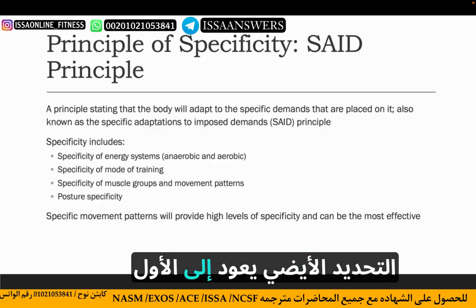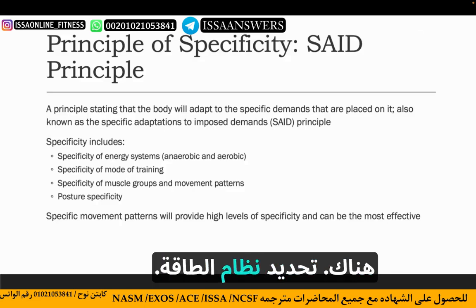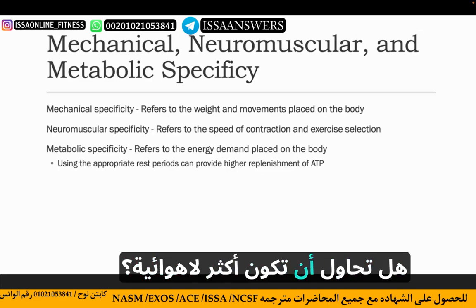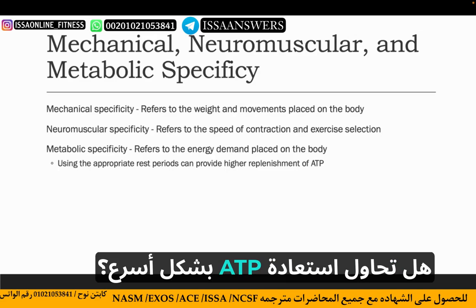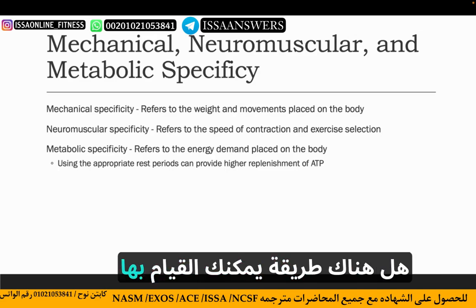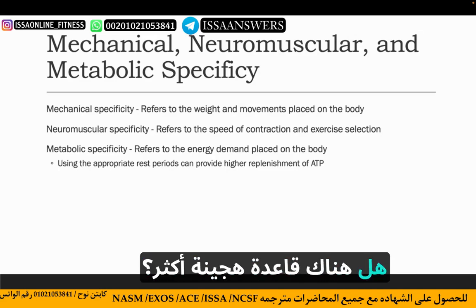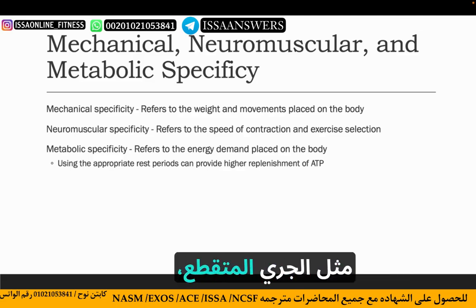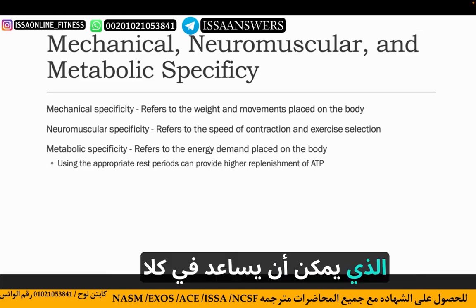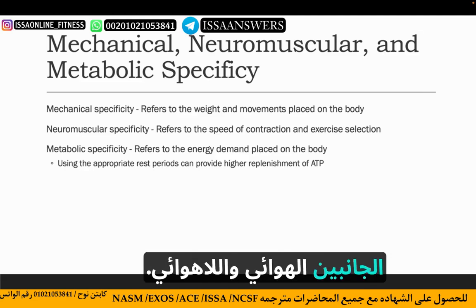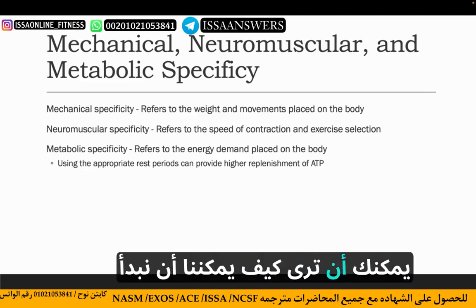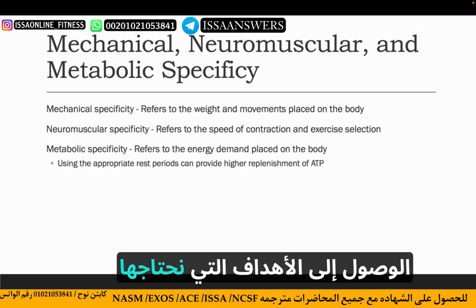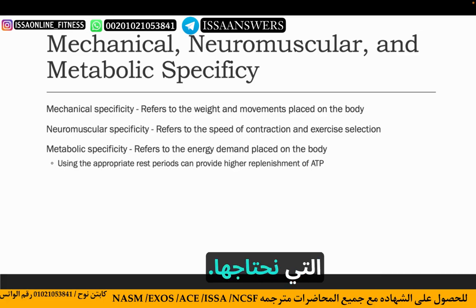Metabolic specificity goes back to the first one there, specificity of energy system. What are you working in? Are you trying to be more aerobic? Are you trying to be more anaerobic? Are you trying to restore ATP quicker? Is there a way that you can do an in-between to help both? All right, is there more of a hybrid base? Can we work on different ways like interval sprinting, like in our zone training of cardio? That can help with both our aerobic and anaerobic aspects. So, there you can see how we can start being a lot more specific and trying to hit the goals that we need to and apply the specific adaptations that are needed.